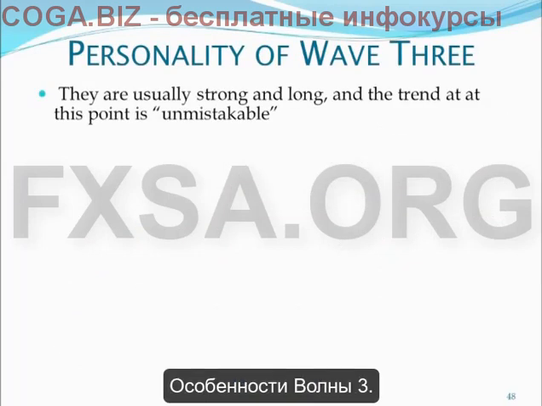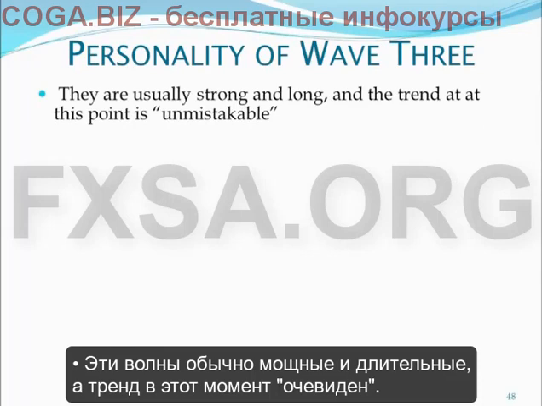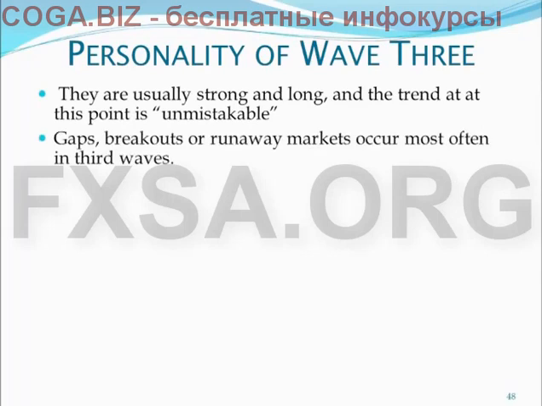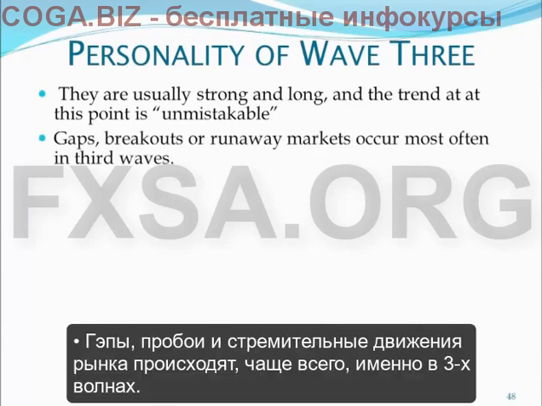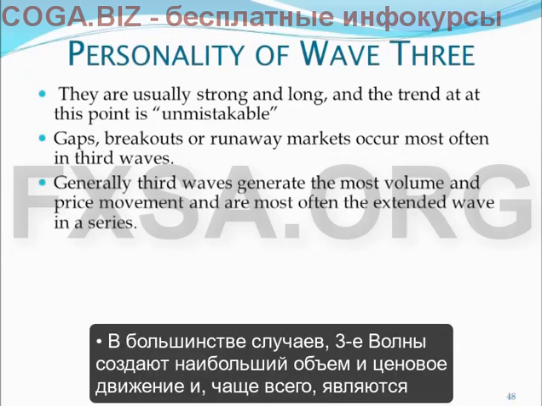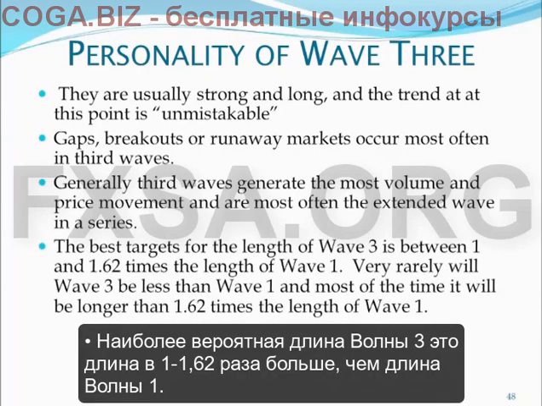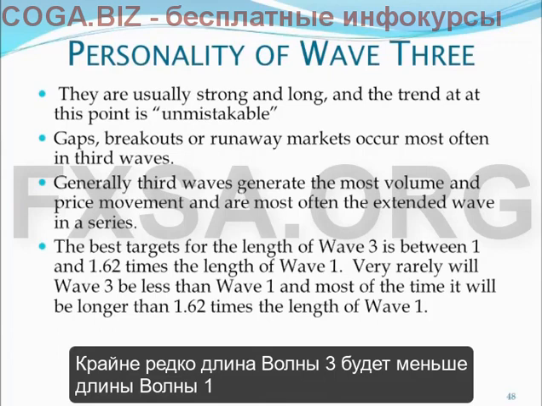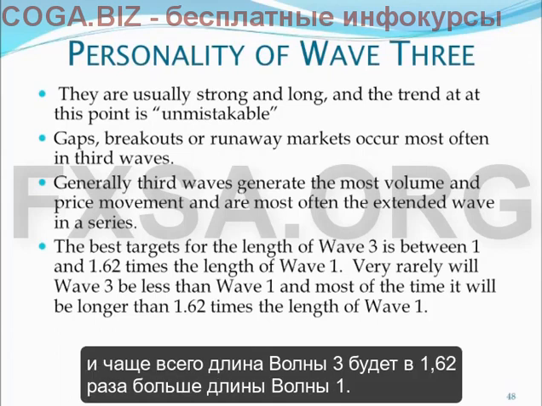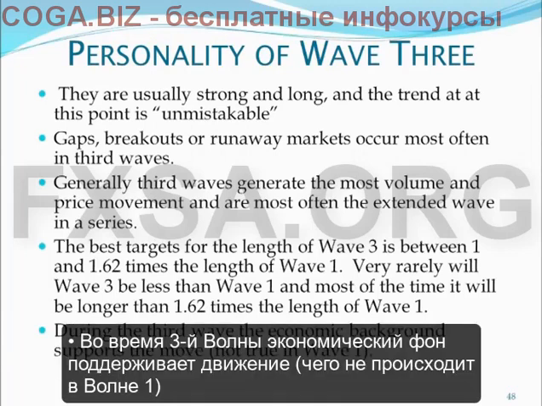Personality of wave 3. They're usually strong and long, and the trend at this point is unmistakable. Gaps, breakouts, or runaway markets occur most often in third waves. Generally, third waves generate the most volume and price movement and are most often the extended wave in a series. The best targets for the length of wave 3 is between 1 and 1.6 times the length of wave 1. Very rarely will wave 3 be less than wave 1, and most of the time it will be longer than 1.62 times the length of wave 1. During the third wave, the economic background supports the move, which is not true in wave 1.